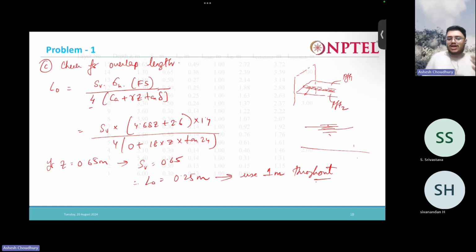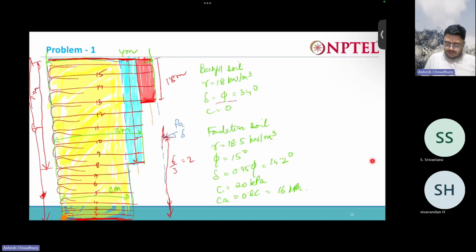Then we checked the overlap length. The third internal stability criterion was the overlap. Proper overlap between the reinforcement layers should be there. We checked it, and the maximum overlap will always be required in the topmost layer. There we found that 0.25 meter is required, but we will always use 1 meter as the minimum overlap length. So we decided to provide an overlap of 1 meter throughout the height. Done. So this was our final design.